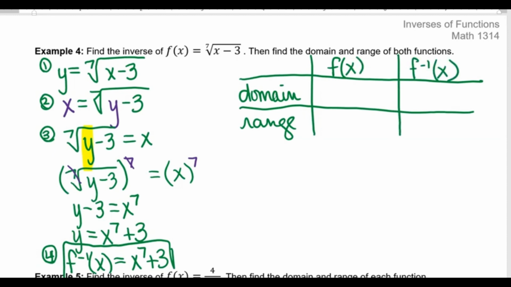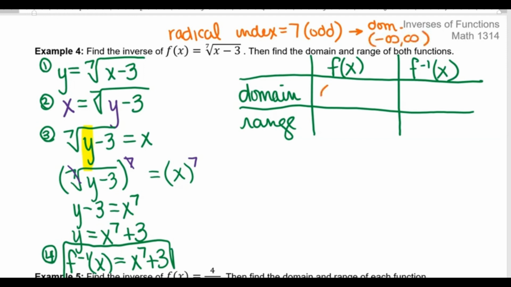Okay, our original function is a radical function, but its index of 7 is odd. And because it has an odd index, the domain is going to be negative infinity to positive infinity. And if we found the domain of the original, that means that we found the range of the inverse.